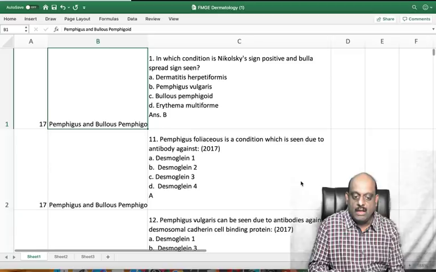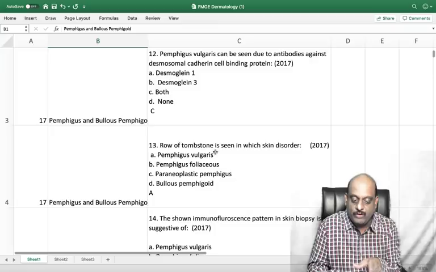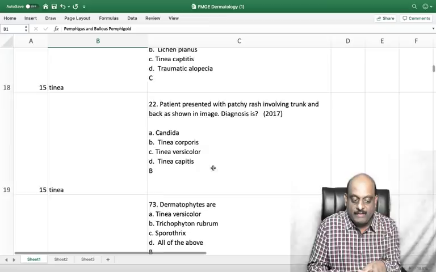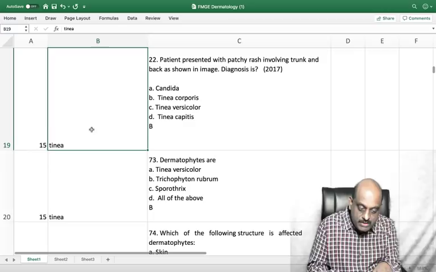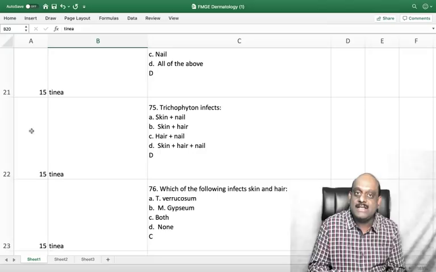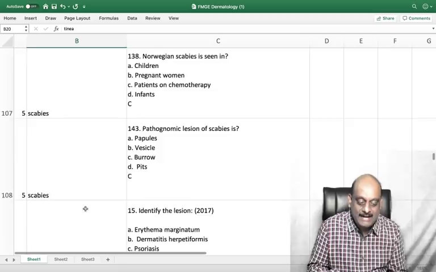In this, every question we label, okay, this question is from pemphigus and bullous pemphigoid, this question is from pemphigus bullous pemphigoid, like that we will be labeling what topic each question belongs to. It's a simple Excel. Then this question belonged to tinea, this question also belonged to tinea. So we will be counting how many questions have been asked.